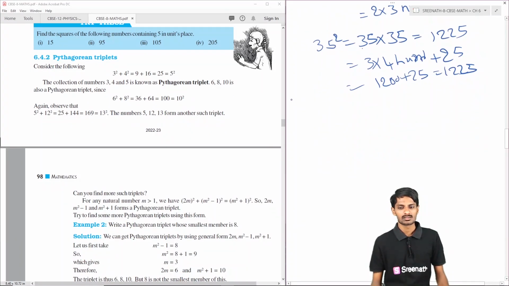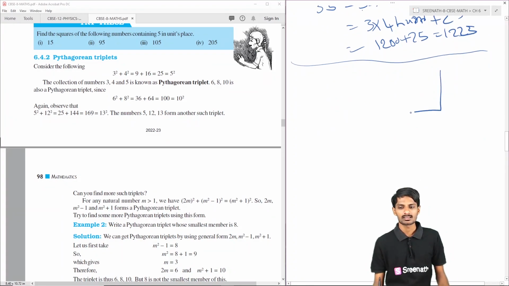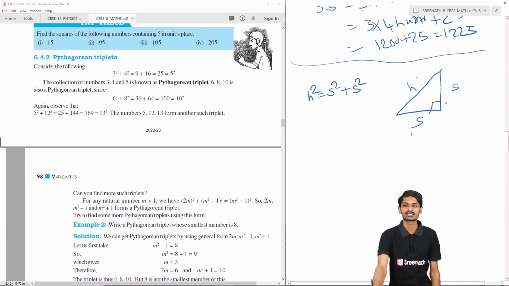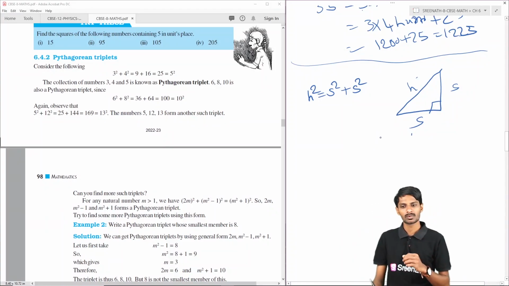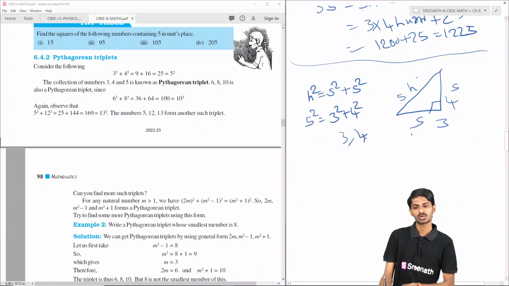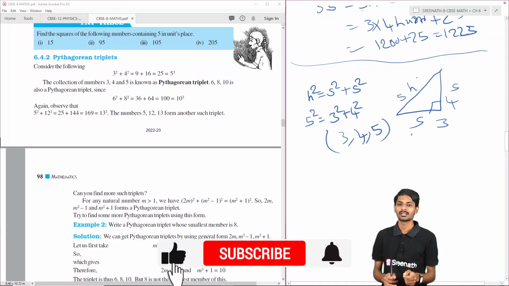Pythagorean triplet. We know the Pythagoras theorem. In a right angle triangle, the side opposite the right angle is the hypotenuse, and the other two are the sides. We know the formula: hypotenuse square equals side square plus side square. The values which suit this relation are called Pythagorean triplets. Suppose you take 5, 3 and 4, then 5 square is equal to 3 square plus 4 square. This set 3, 4, 5 we call a Pythagorean triplet.